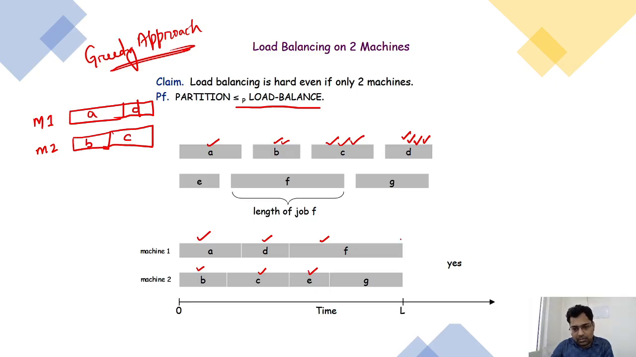So here F is this time and E was this time. So what exactly does it have to do? It will be adding with the machine which is having less load. In this way we are just adding one by one load. Okay, so I hope you clearly understood.